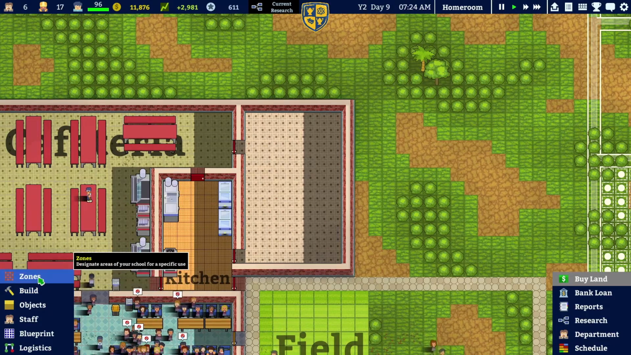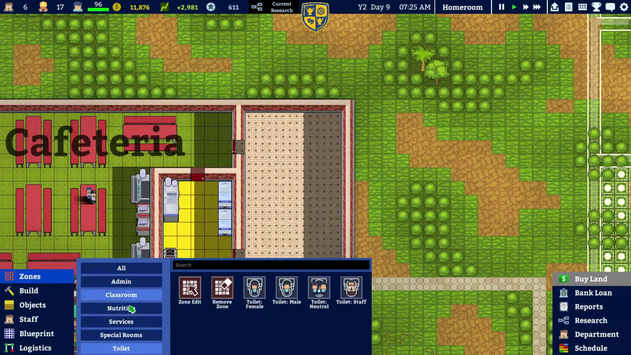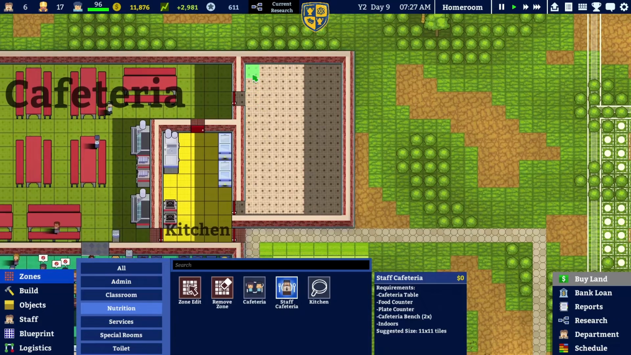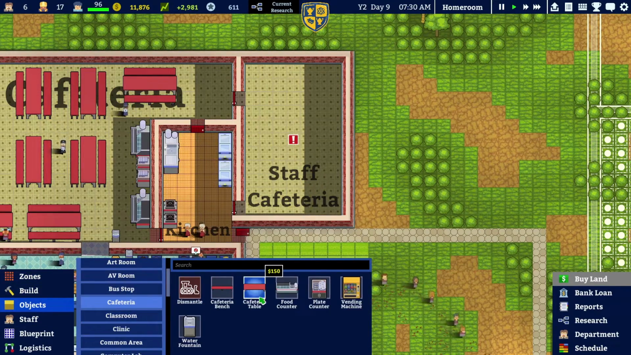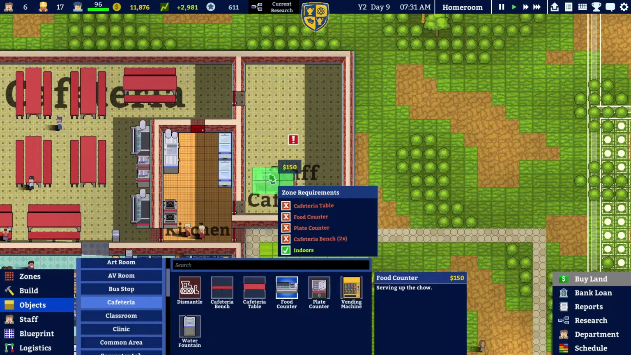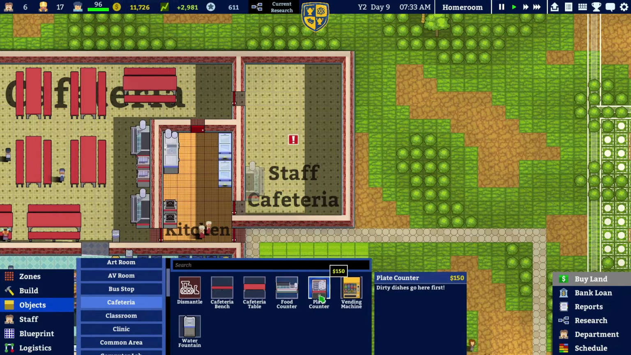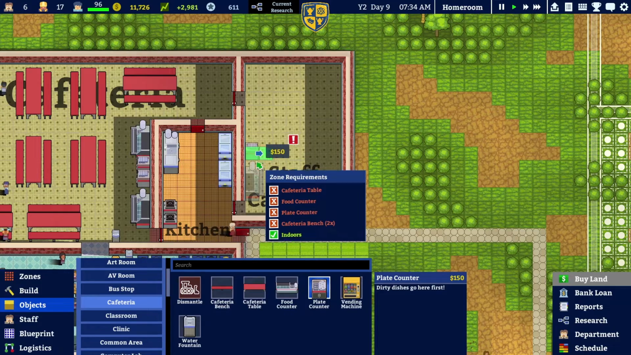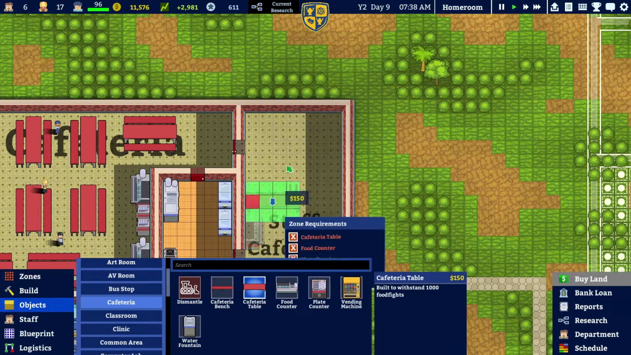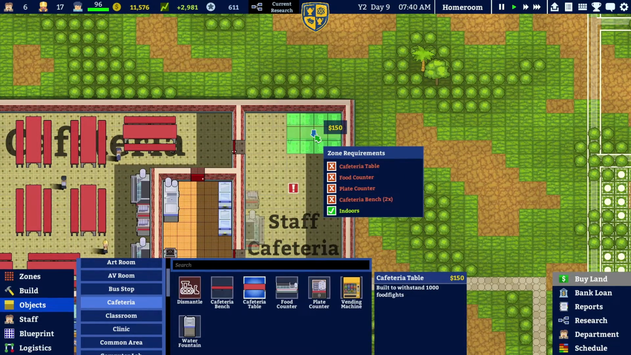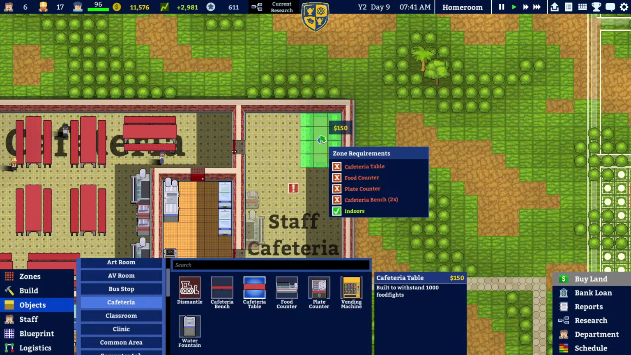So now we've got that in. So zones, and we can go to nutrition, we can go to staff cafeteria, zone that whole thing out as a staff cafeteria, then go into objects. And yeah, so a food counter can go against the wall, and then a plate counter can go just next to it, which is nice. Then we won't put a water fountain in because that seems a bit excessive at the minute. And then we'll have ourselves a table there.